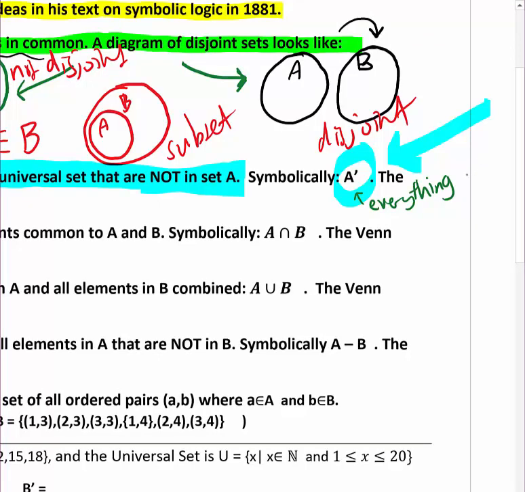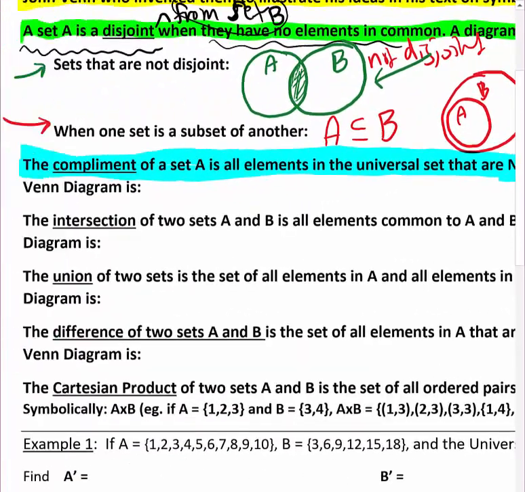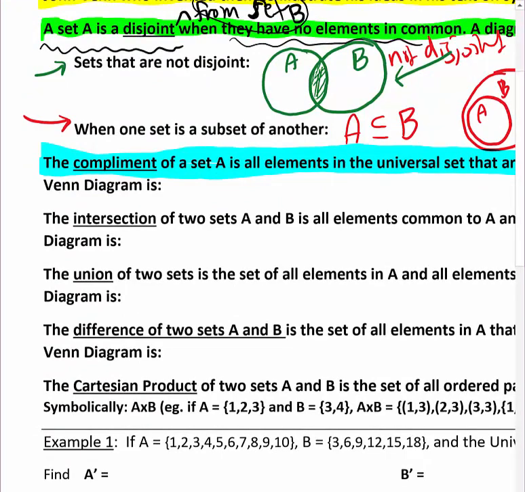If you want to remember what it means, it is well defined. We're talking about everything not in set A, and it's infinite. You can tell by that dot dot dot. The Venn diagram means it's going on forever. I hope that one made sense.